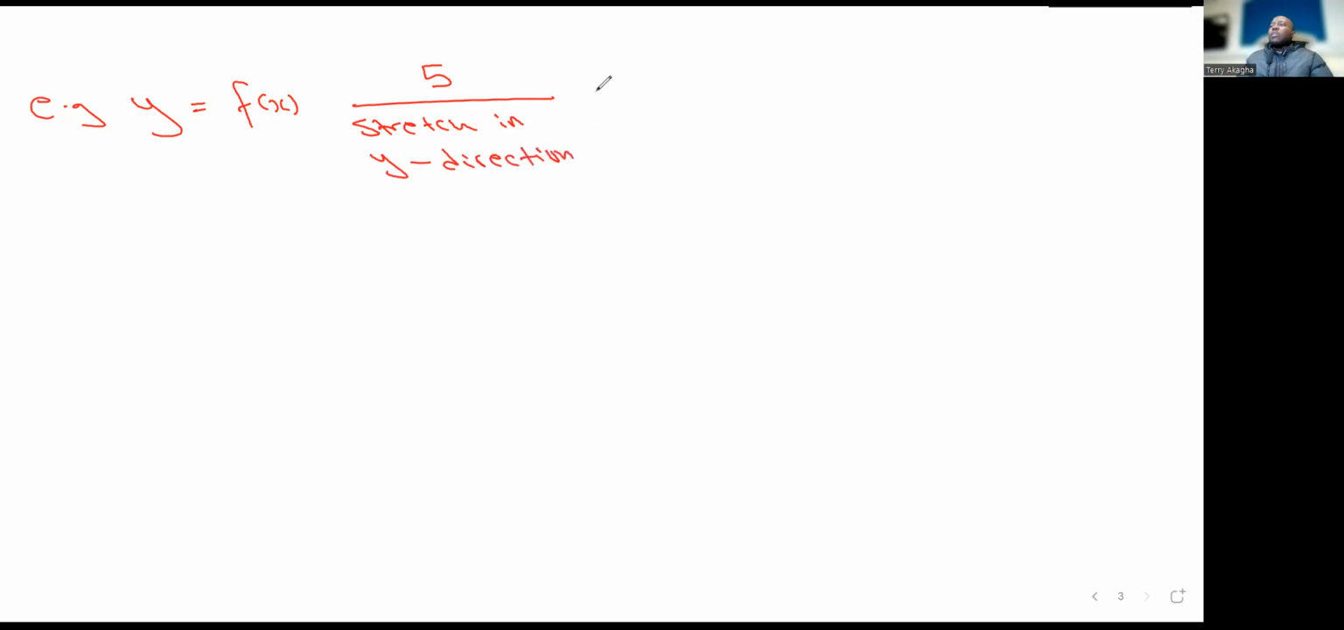Let me quickly pick an example. So if, for instance, we have y is equal to f of x, and we want to stretch this by a factor of 5, so we're doing a stretch in the y direction. What do you do? You multiply the whole function by the factor. So this is going to give us 5 f of x. That means this particular function is stretched by a factor of 5 in the y direction.